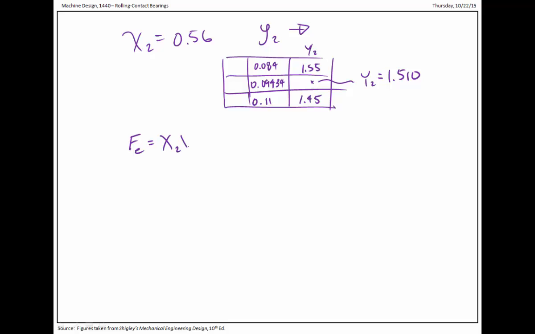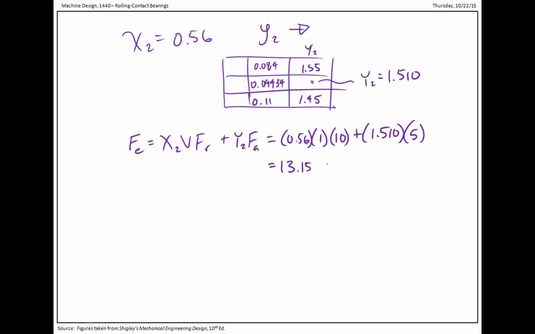So now I want to find the equivalent, so I use this equation, Y2 FA, and I find out 0.56, V is 1, FR is 10, plus 1.510 times 5, okay, and I end up with an equivalent load of 13.15 kilonewtons, right?